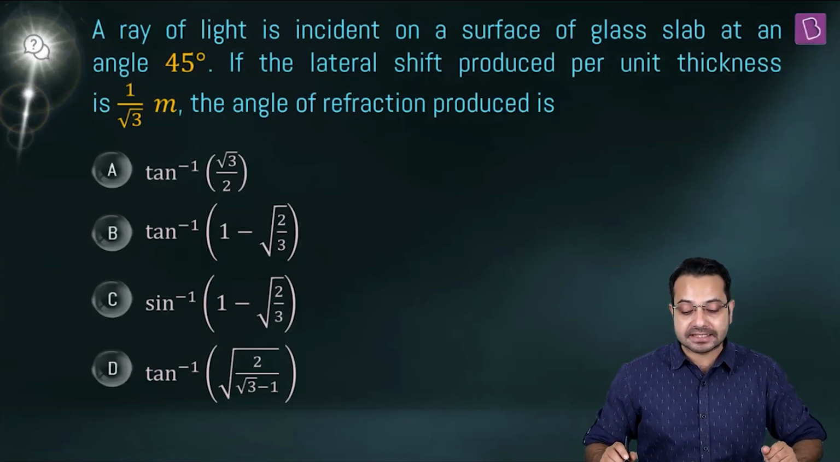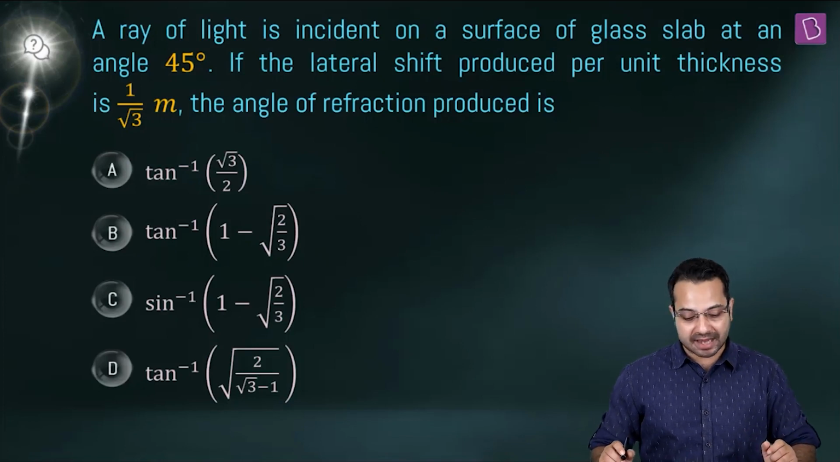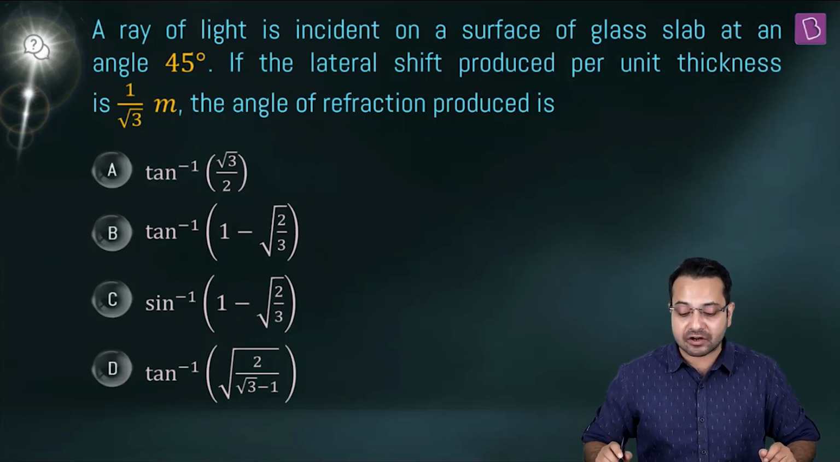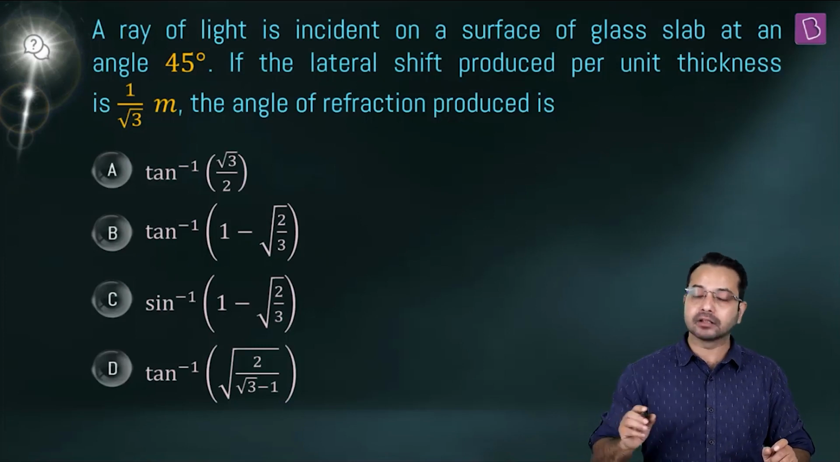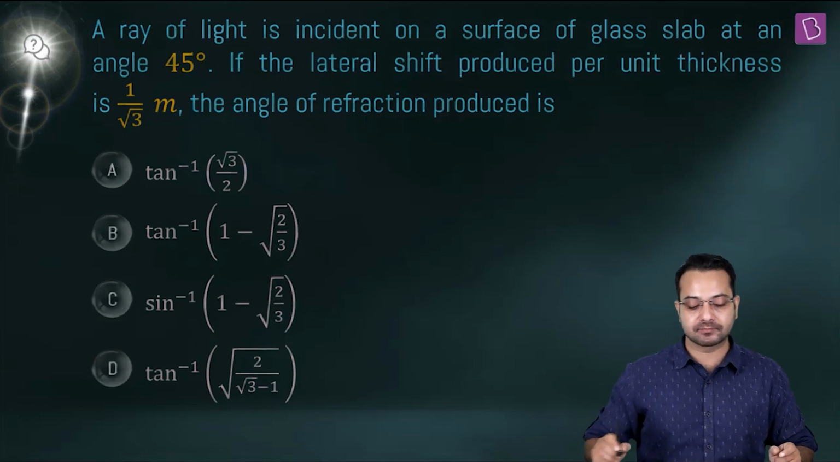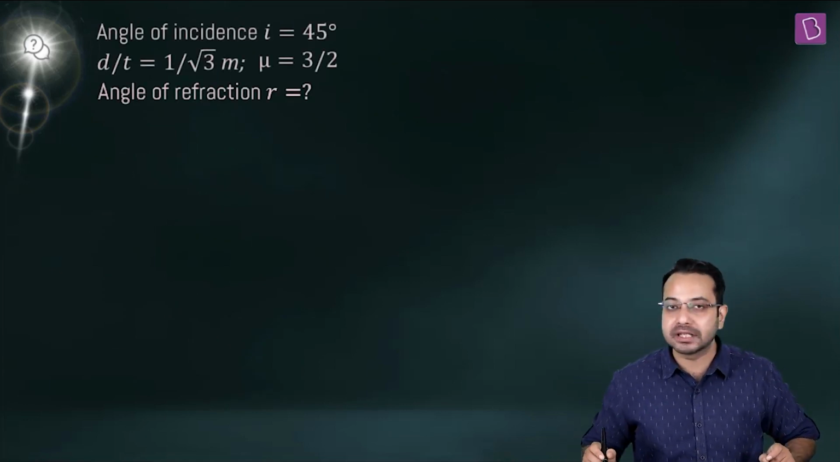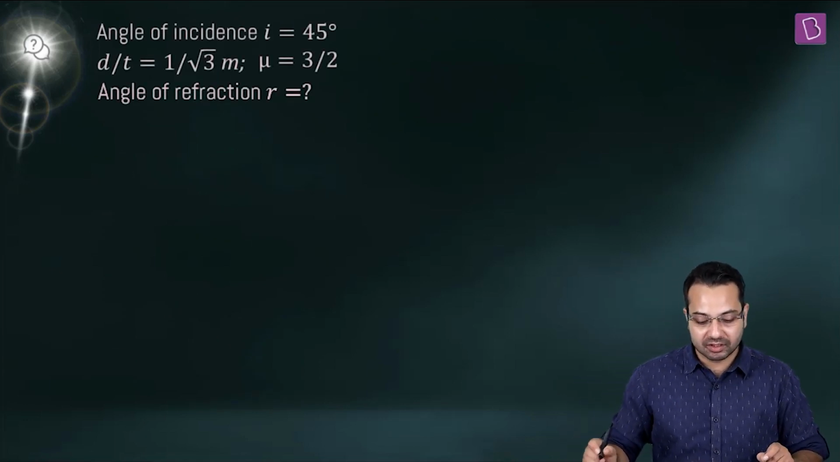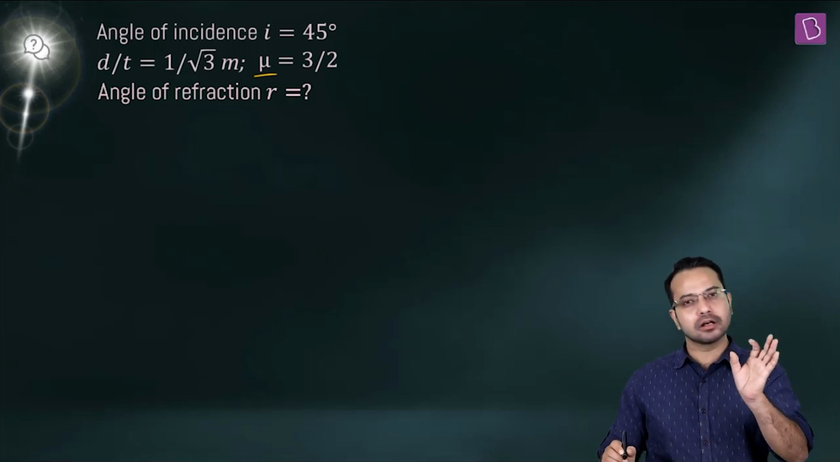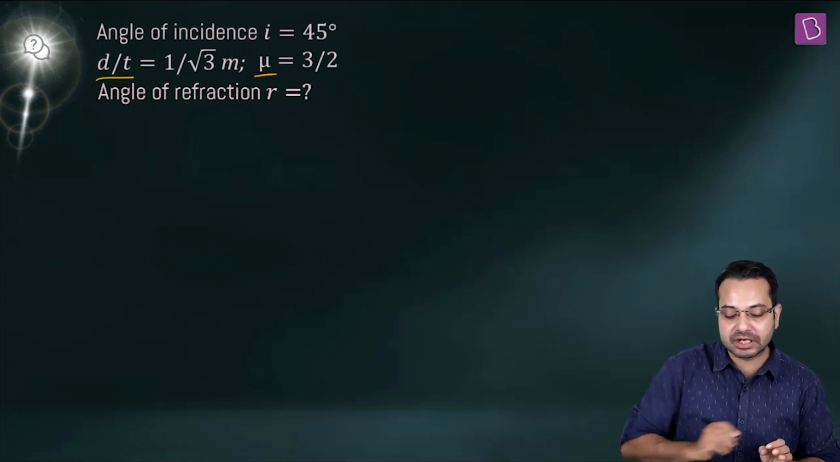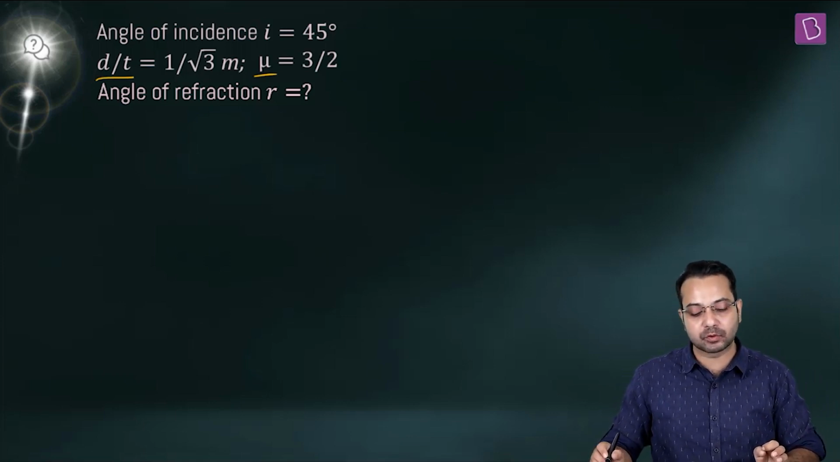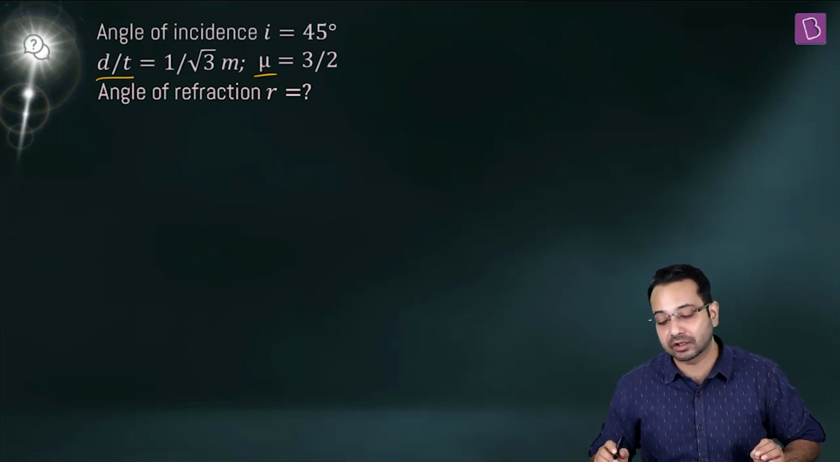A ray of light is incident on the surface of glass slab at an angle 45 degree. If the lateral shift produced per unit thickness is 1 by root 3 meter, the angle of refraction produced is, what have we been given? Angle of incidence is given, and a quantity, the lateral shift per unit thickness, which is nothing but d by t, which is given as 1 by root 3 meter. We have to find out what is the angle of refraction.